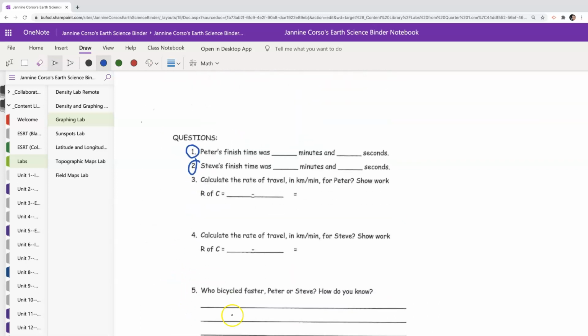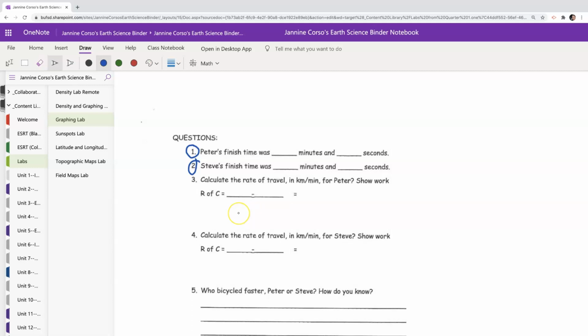Let's go to 3. Now 3 and 4 are rate of change questions. Remember, the rate of change is the change in value divided by the time. So they're asking you to calculate the rate of travel in kilometers per minute, first for Steve. What I always remember is that time goes down on the bottom. And they said do it for the first, calculate the rate of travel in kilometers per minute for Peter.